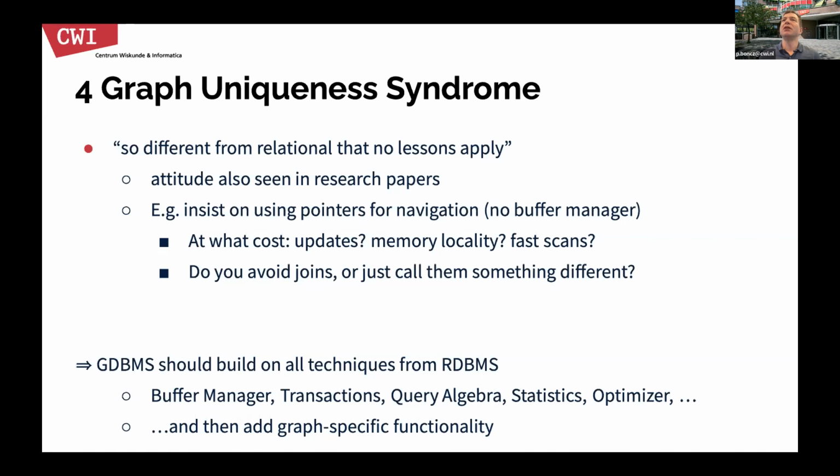And this is because if you look at the functionality of graph query languages, we want those relational operators. So you want to scan data, you want to filter data, you want to have a group by, even sometimes to join on value as well. So actually a graph data management system should be a superset of what a relational system already is. And that means that we need to look at techniques and their properties that we know very well and improve and build on those. So like buffer managers, transactions, a query algebra, statistics, and an optimizer. And only when you have those, then you add graph specific functionality.